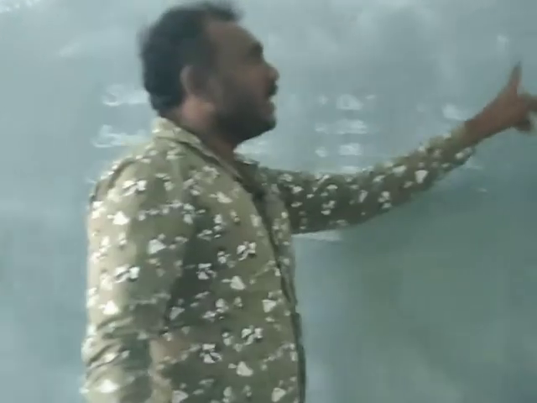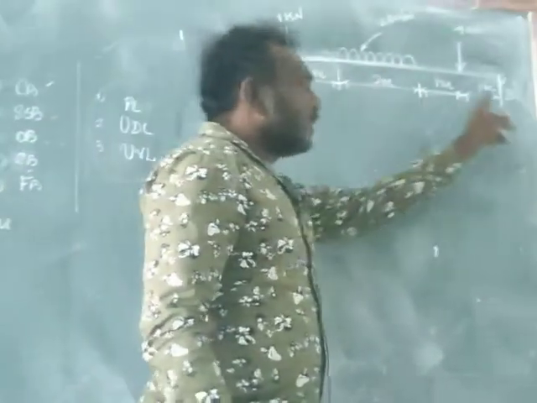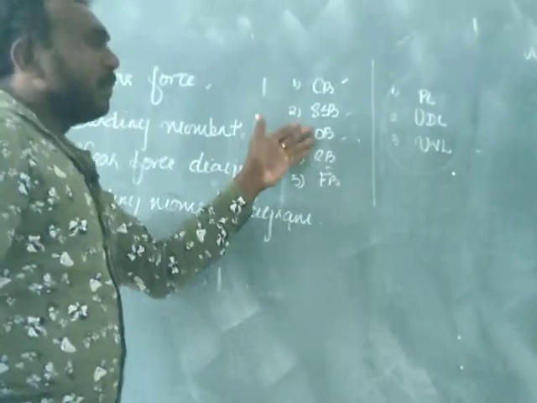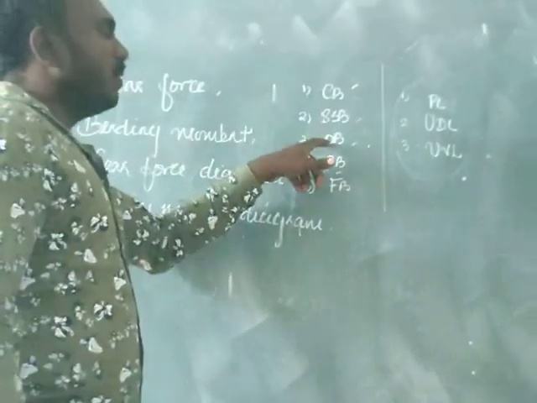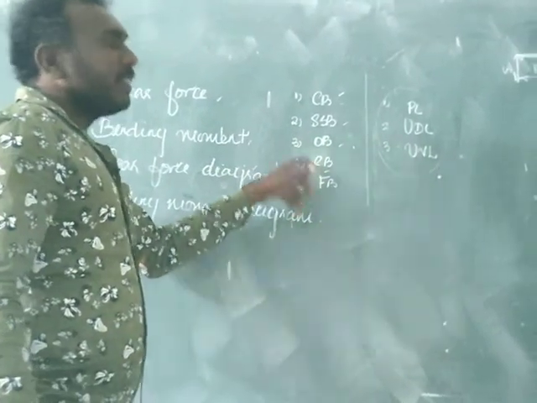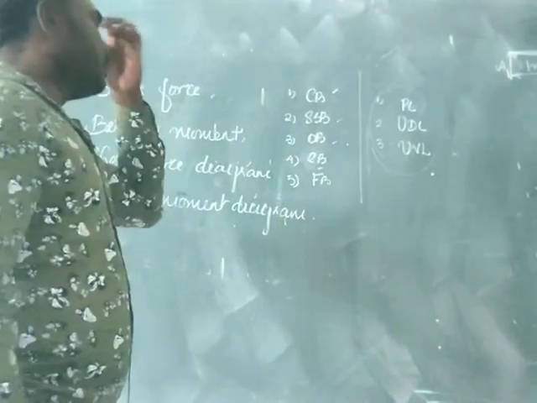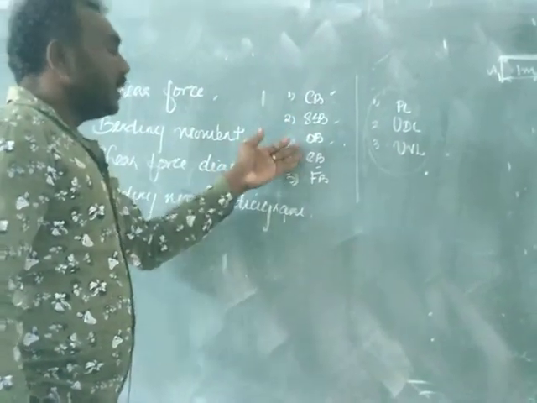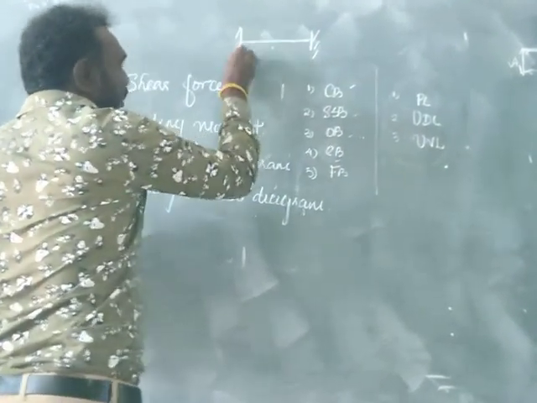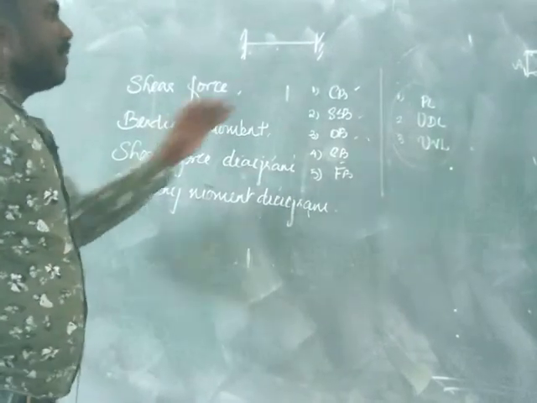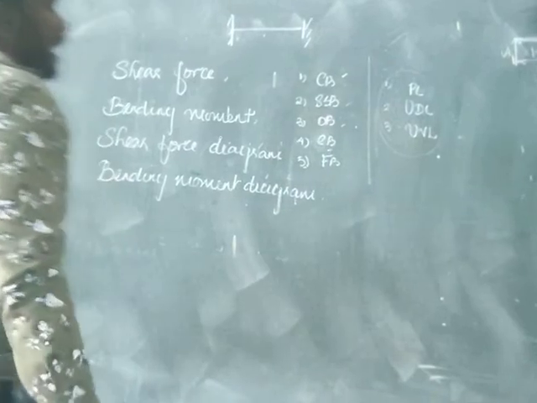The beam having 2 supports at the ends is a simply supported beam. Overhanging beam: the support is beyond the beam, that is called an overhanging beam. Continuous beam: the beam having more than 2 supports is called a continuous beam. Fixed beam means the beam having both ends fixed. So we have 5 types of beam and 3 types of loading acting on a beam.